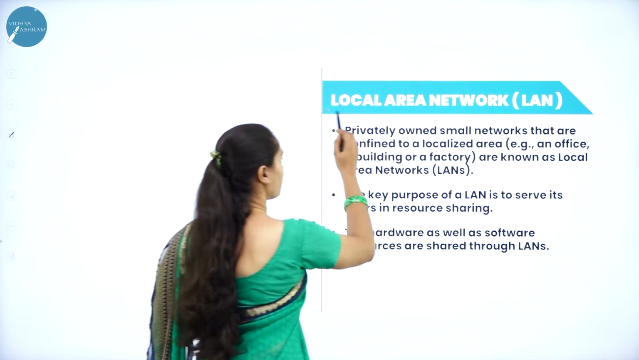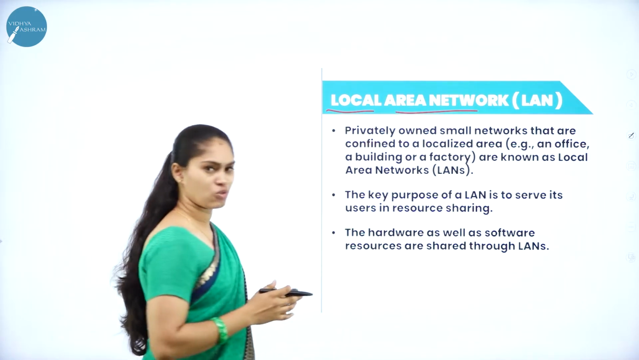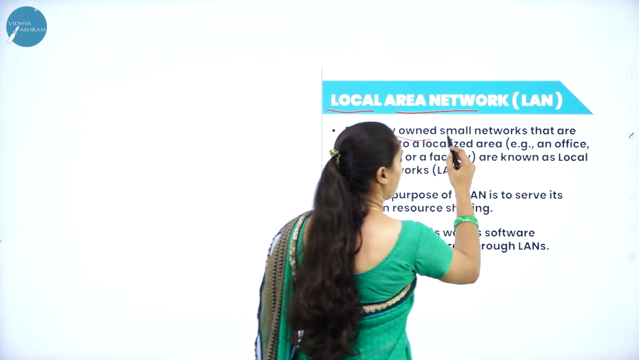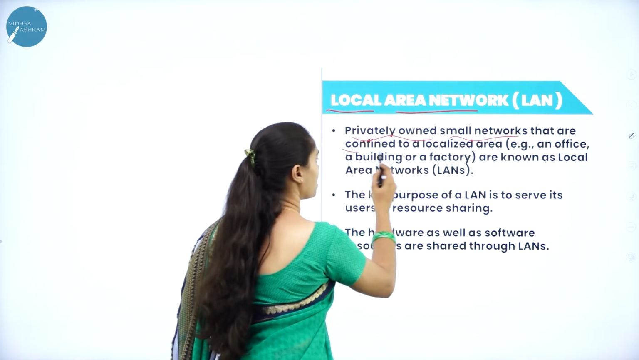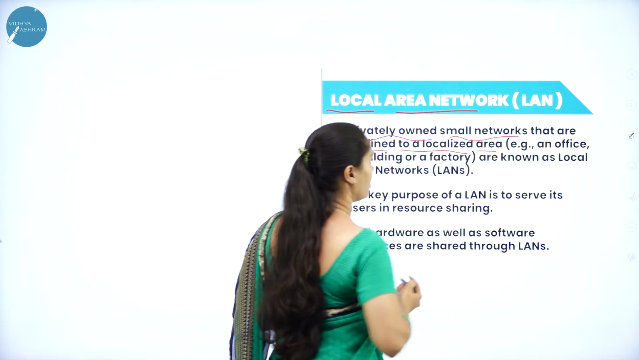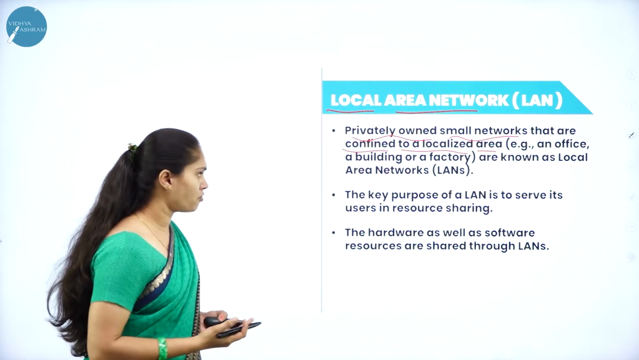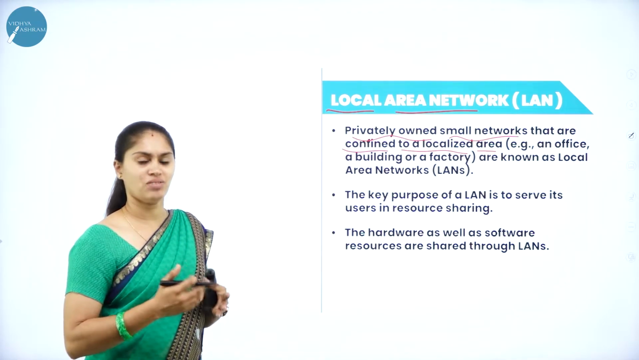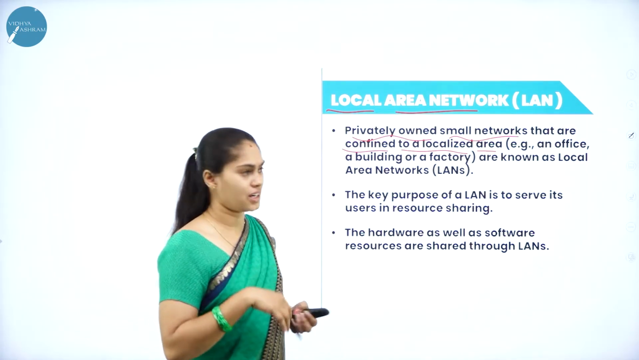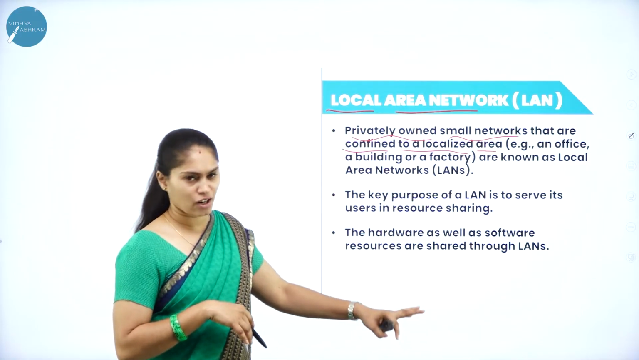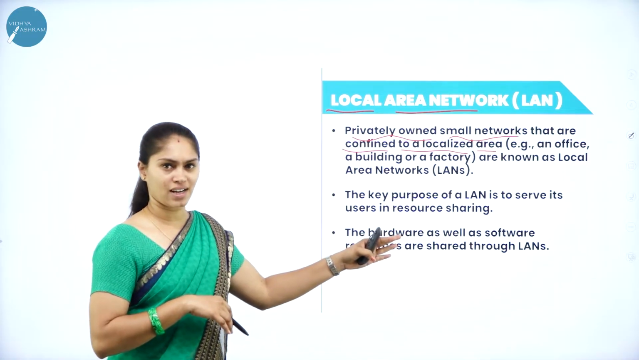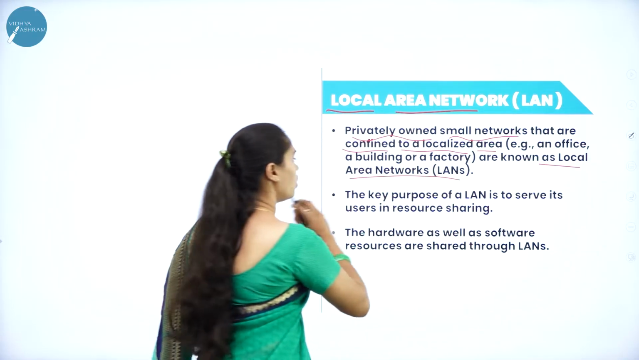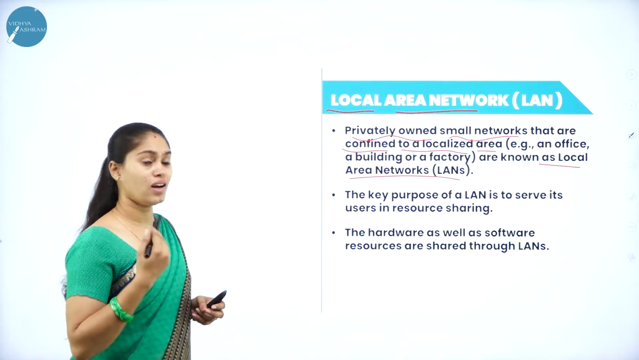So we'll see about each type in brief. What is the first one? Local area network. It is privately owned by small networks that are confined to a localized area. For example, you can consider an office, building or even a house. You have an internet connection which is restricted to your house, or to a particular office, building or factory. That kind of network will be considered as what? Local area network, or LANs.